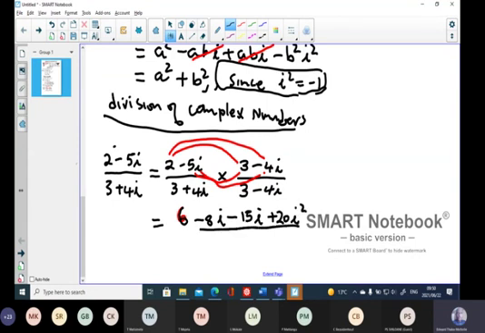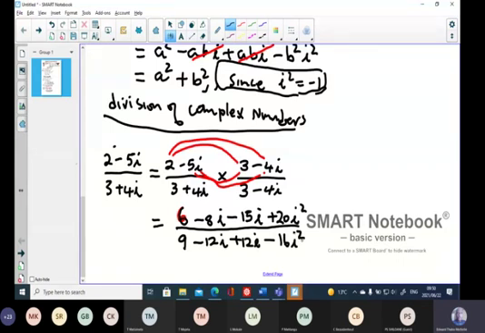Now we'll do the same on the denominator. So you'll end up with 9 multiplying the same way, minus 12i plus 12i plus minus 16i squared.